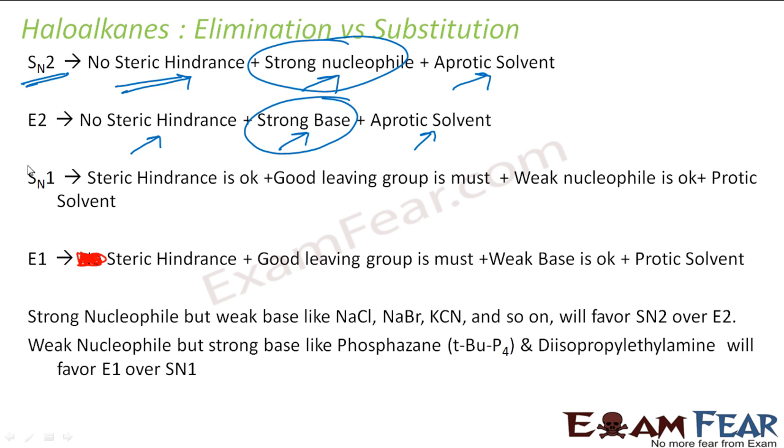For SN1, it all depends on the mercy of the leaving group. So a good leaving group is a must. Good leaving group is a must. Steric hindrance is okay. Actually, it is better, because it helps the leaving group leave.